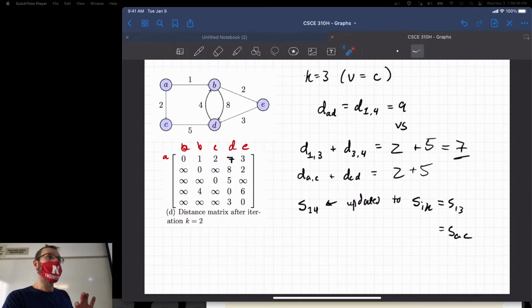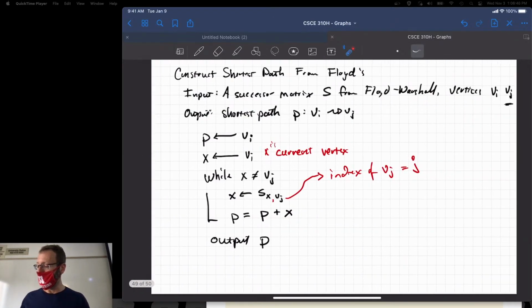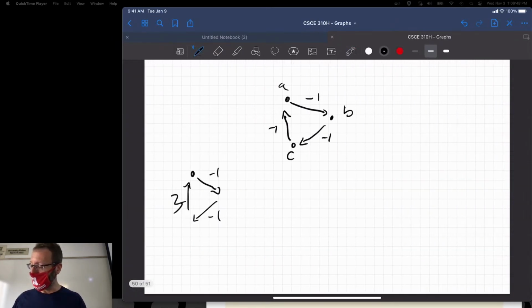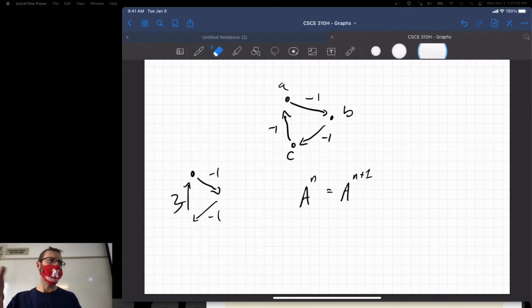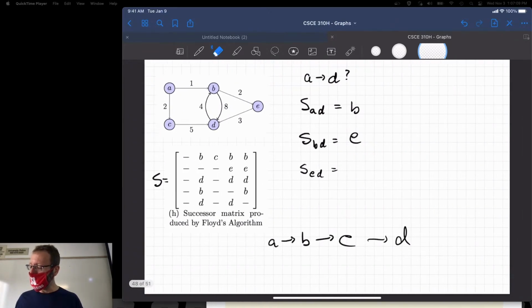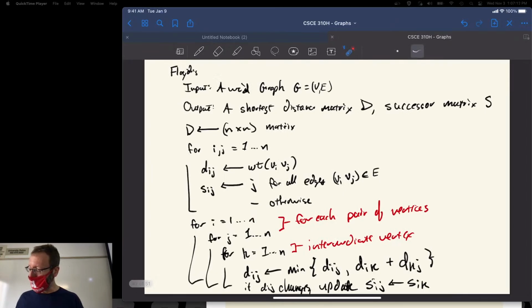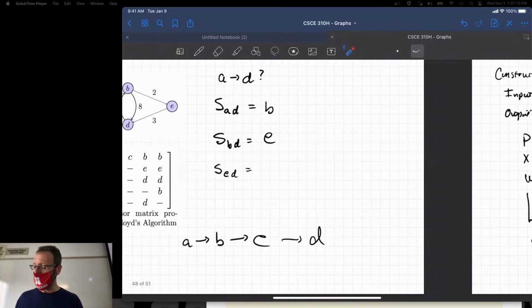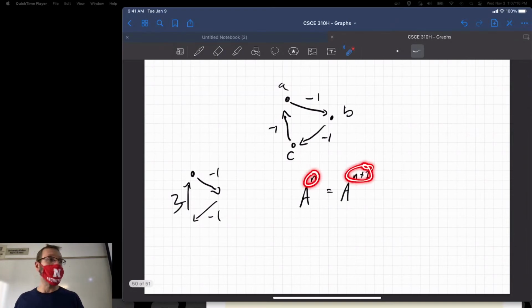So if it's not a stable matrix, basically, I don't know if you've ever seen Markov chains, if you take this matrix here, A, and you raise it to the n, and that's equal to A to the n plus 1, in other words, if it didn't make any changes, right? And this is not matrix power, sorry. It's using this criteria right here, and applying it n times. If you apply it one more time and it changes, then you know that you have a negatively weighted cycle.